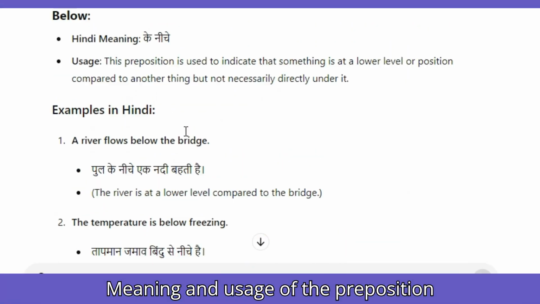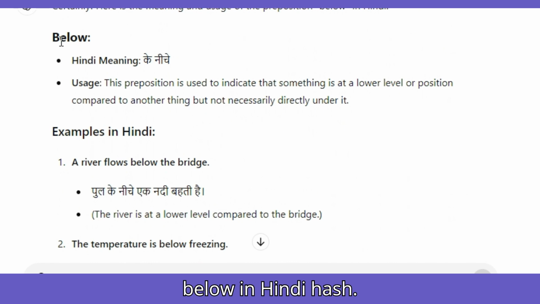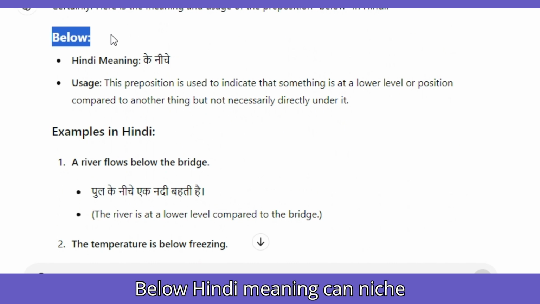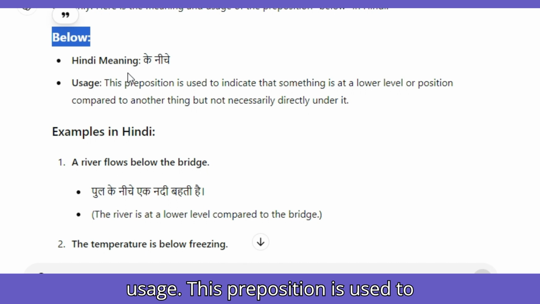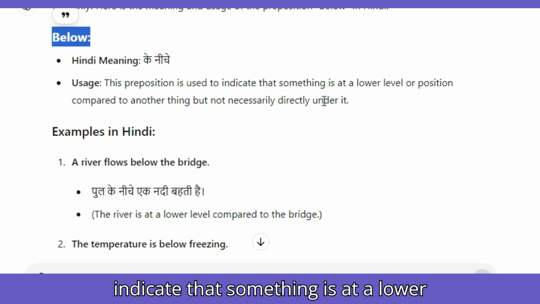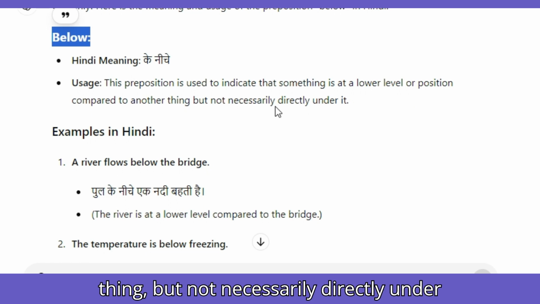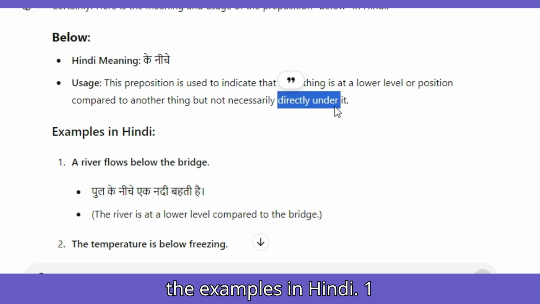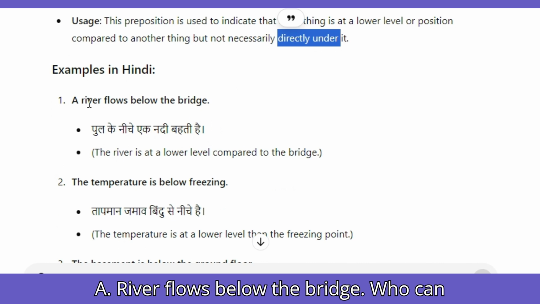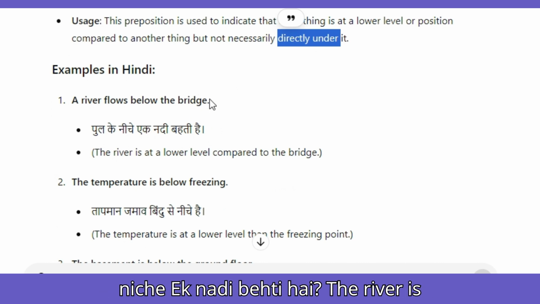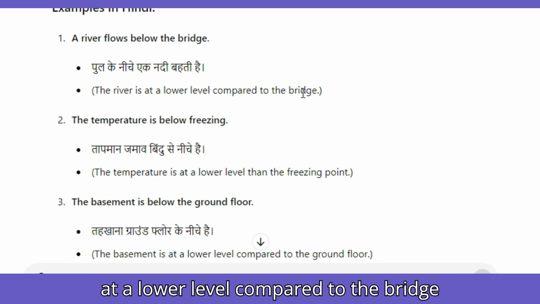Meaning and usage of the preposition below in Hindi. Below, Hindi meaning, ke niche. Usage: this preposition is used to indicate that something is at a lower level or position compared to another thing, but not necessarily directly under it. Examples in Hindi. 1. A river flows below the bridge. Pul ke niche ek nadi behti hai. The river is at a lower level compared to the bridge.